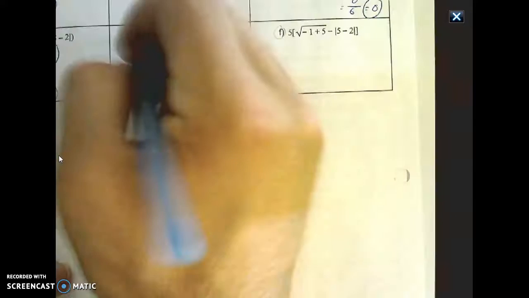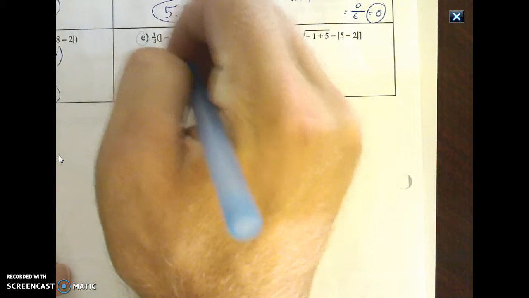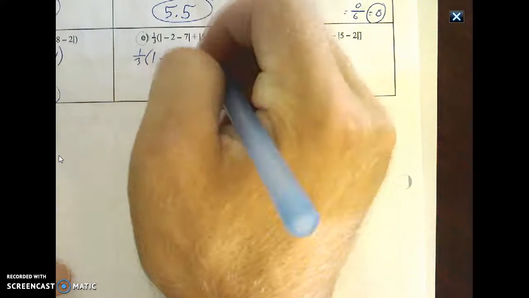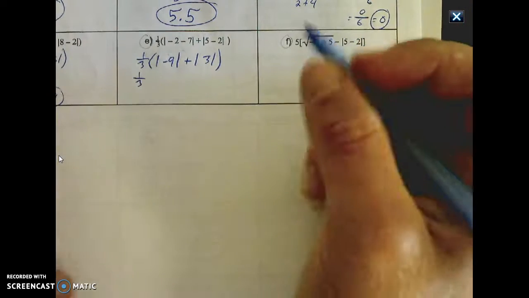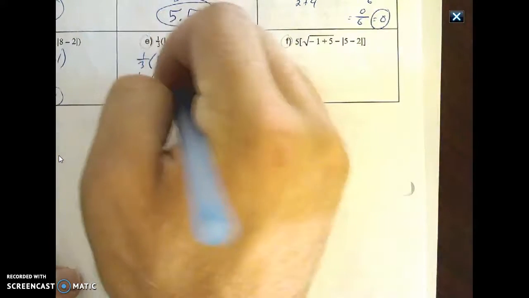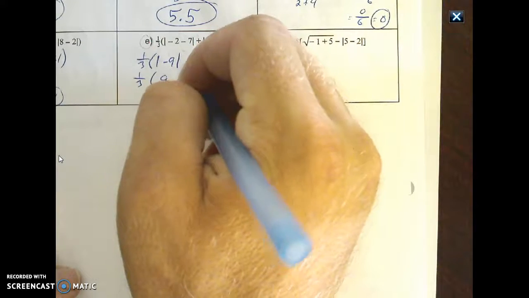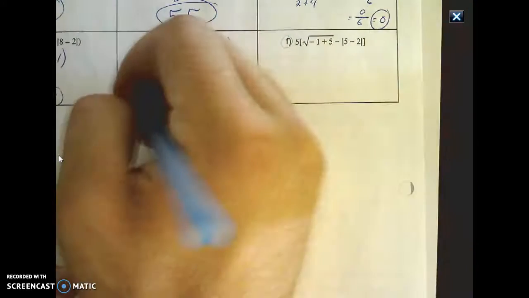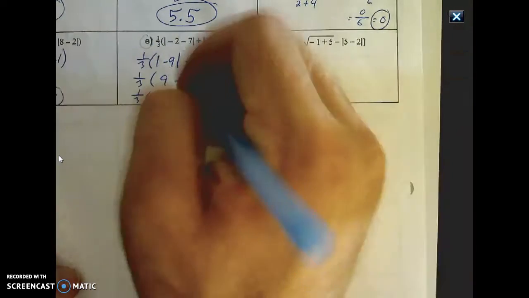Okay. 1/3, parentheses, negative 2 minus 7 gives me negative 9. Plus 5 minus 2 is 3. Absolute value of those things. Now the negative sign is inside the absolute value, so it turns it positive. This stays 3. 9 plus 3 is 12. 1/3 of 12, or 12 divided by 3, is 4.